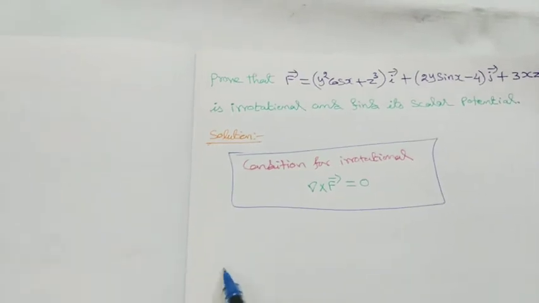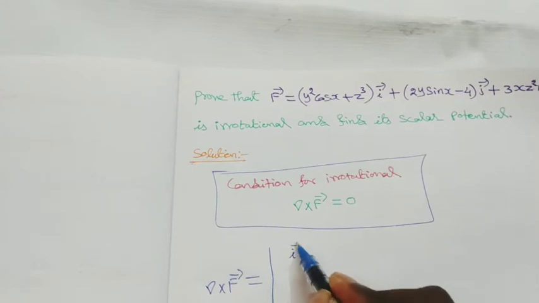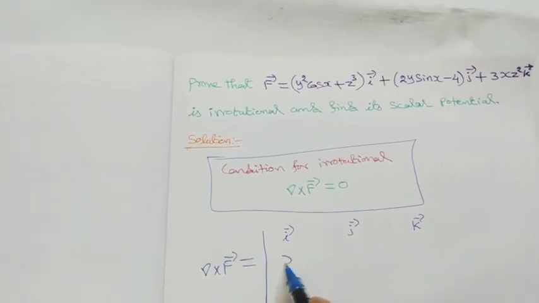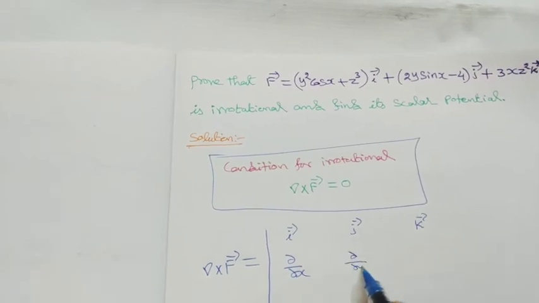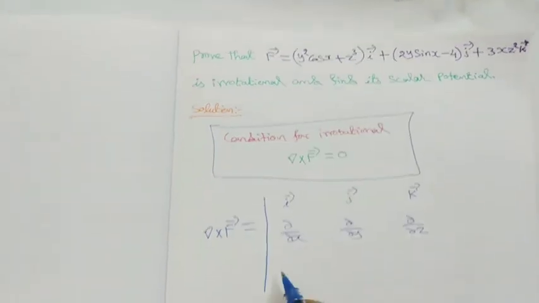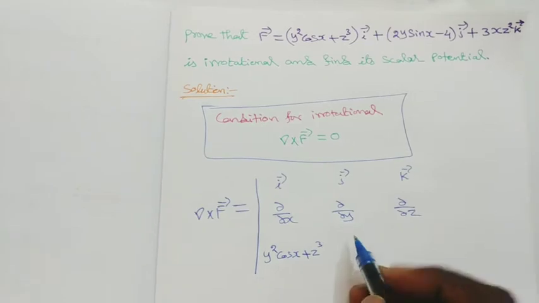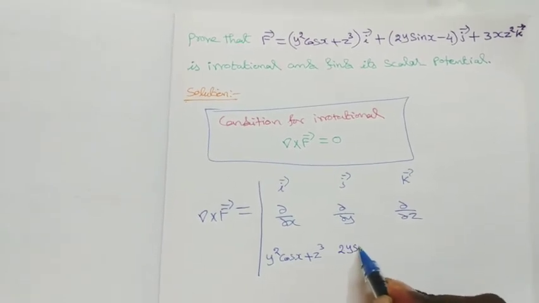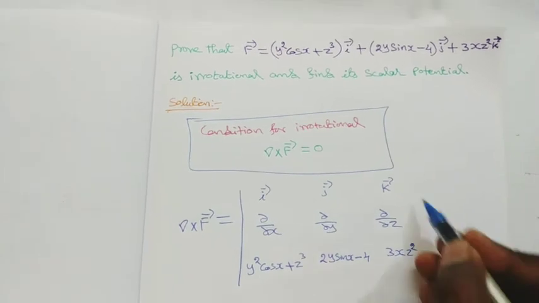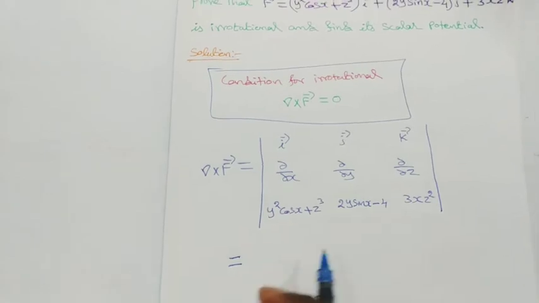Okay, now I am going to find out del cross f. So determinant of i, j, k, second row ∂/∂x, ∂/∂y, ∂/∂z, and third row the coefficient of i is y² cos x + z³, here 2y sin x − 4, here 3x z². Now I want to expand. If it is 0, we can say it is irrotational.